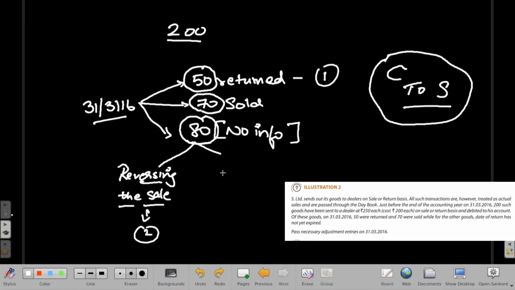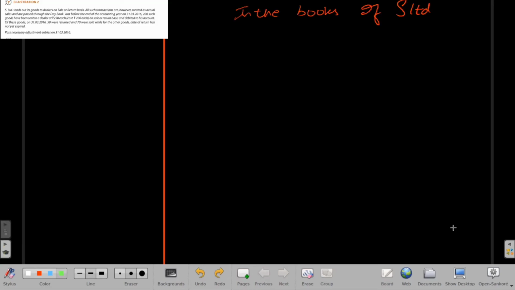And the final entry would be recording stock with customer. This would be the third entry. As we reverse the sale, the stock which was sent to the customer should also be taken by the firm. So we'll have to record the stock which is not sold but the customer holds. For that we would be putting the stock with customer entry: stock with customer account debit to trading account. Let's start with the journal entries.